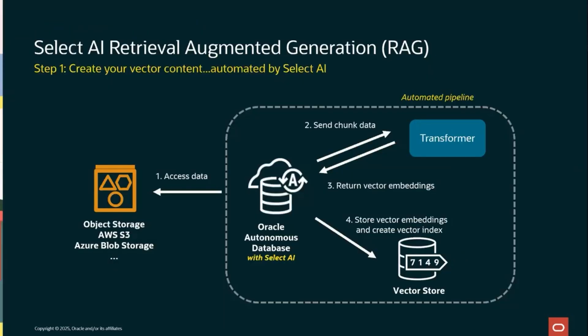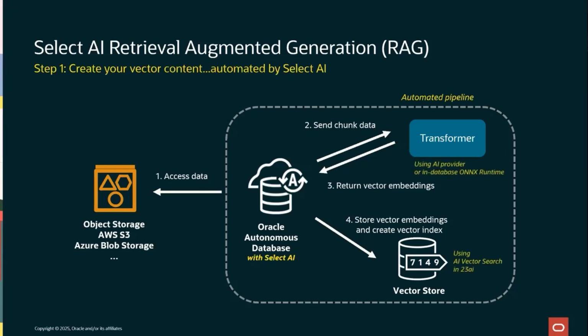The first step is to create your vector store from the documents you have in cloud storage. Select AI retrieves these documents, chunks them to produce vectors, which get stored in the vector store, and then produces a vector index that can be used for RAG queries. Now, since our vector store is in the database, we really just have a single component, autonomous database.